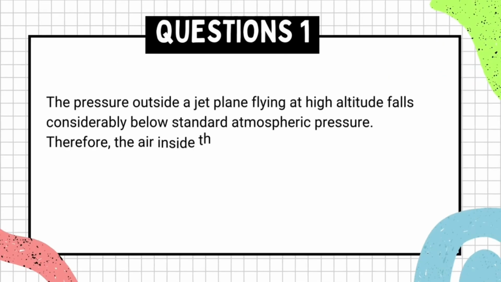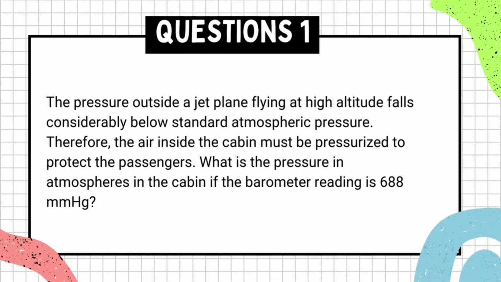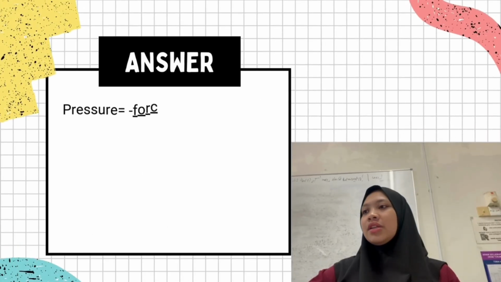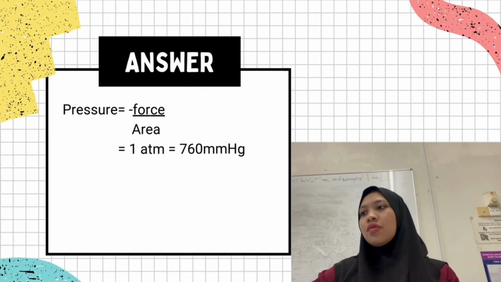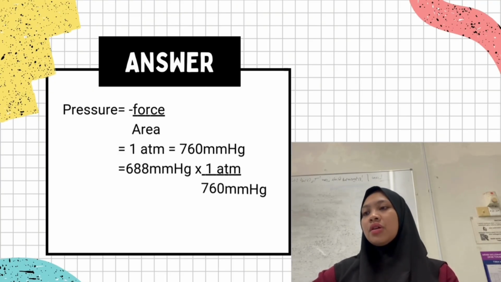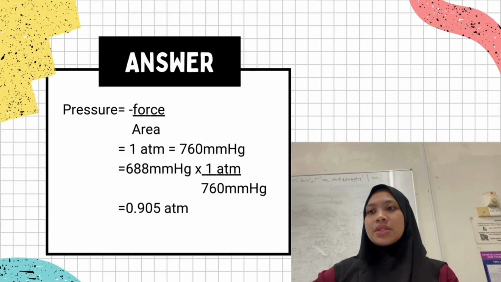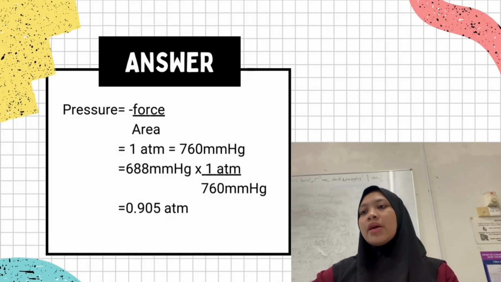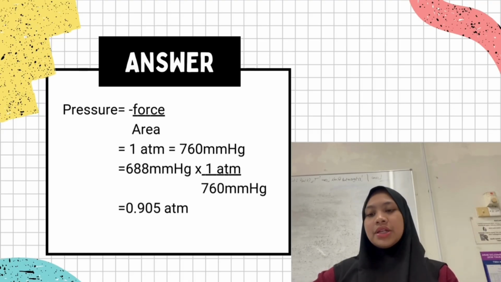Let's continue with the first question. Here I want to answer the question. The pressure outside a jet plane flying at high altitude falls considerably below standard atmospheric pressure. Therefore, the air inside the cabin must be pressurized to protect the passengers. What is the pressure in atmospheres in the cabin if the barometer reading is 688 mmHg?